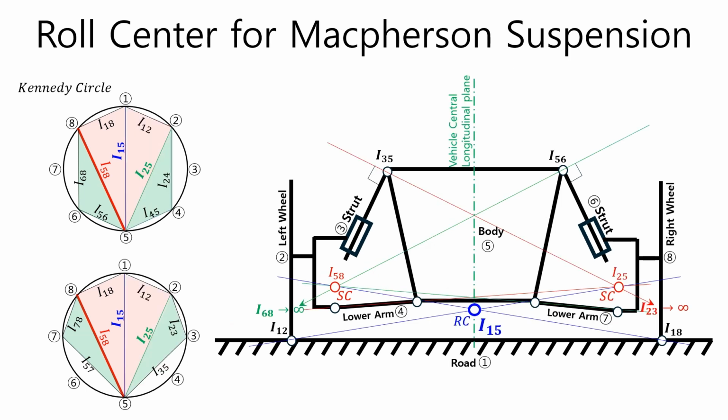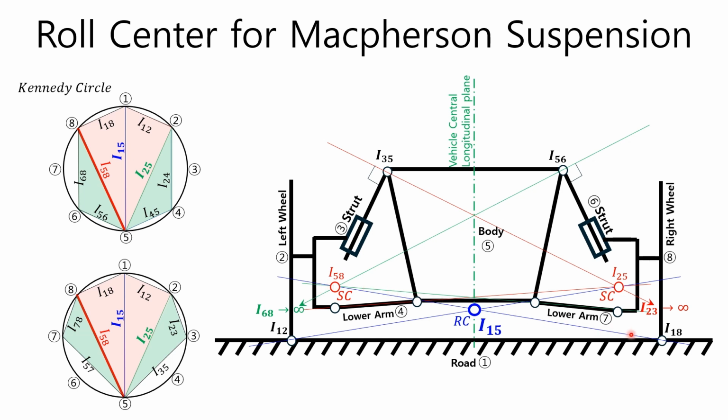Now that we have the instant center I25 of the left wheel for body 5 and the instant center I58 of the right wheel for body 5, we can use these two to find the instant center I15 of body 5 with respect to road 1. Referring to the upper left Kennedy circle, the three instant centers I15, I58, and I18 that make up triangle 158 must all lie on a straight line.